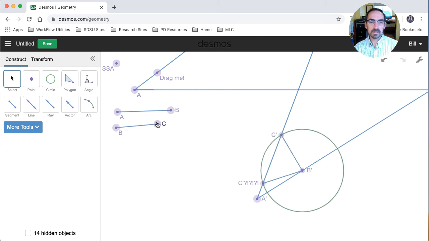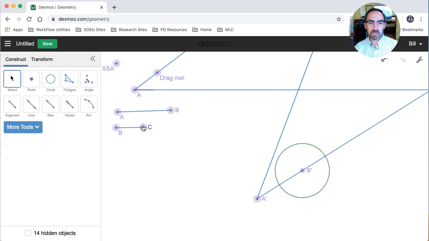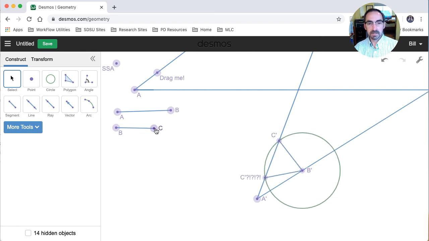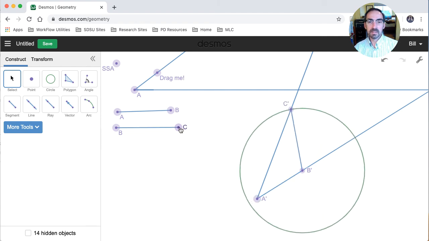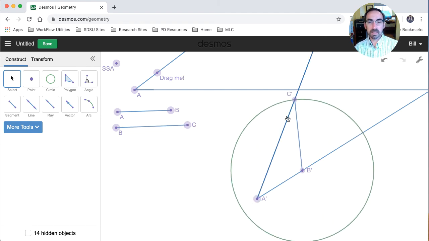So a few things that I notice right away are this, that if BC is too short, then in fact we don't get a triangle at all. So this circle, which is drawn from point B prime with this radius of BC, doesn't actually intersect the rays of the angle, both rays of the angle. Second thing I notice is that if we get BC to be big enough, then in fact there's only one intersection right up here, up at C prime. And so this tells me that under this condition, side-side-angle actually does work.